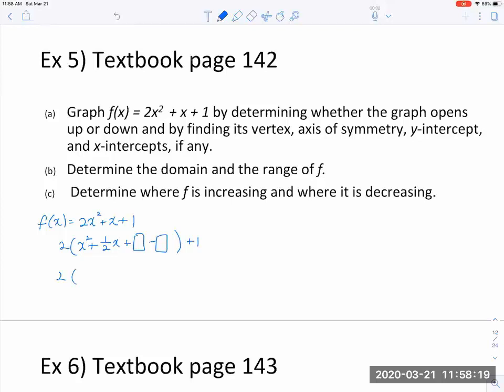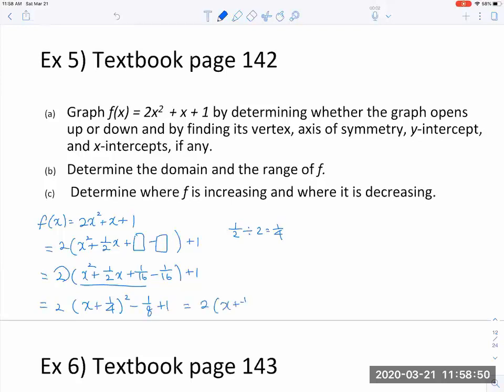Half of 1 over 2 is 1 over 4. You're going to square it. So 1 over 2, x squared plus x plus 1 over 16 minus 1 over 16 plus 1. Again, this is going to be x plus 1 over 4 to the second. You're going to multiply 2 by negative 1 over 16, which is minus 1 over 8, plus 1. So it's going to be 2 times (x plus 1 over 4) to the second plus 7 over 8 if you operate those two numbers.